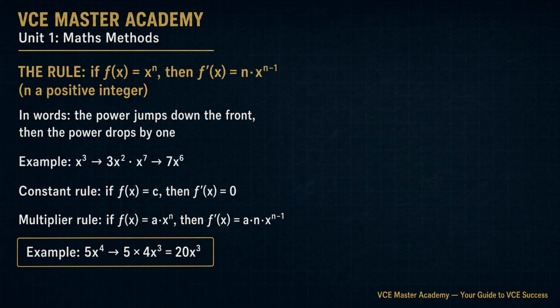X cubed. The 3 jumps down the front, the power drops to 2. 3x squared. X to the 7. 7 jumps down, power drops to 6. 7x to the 6.